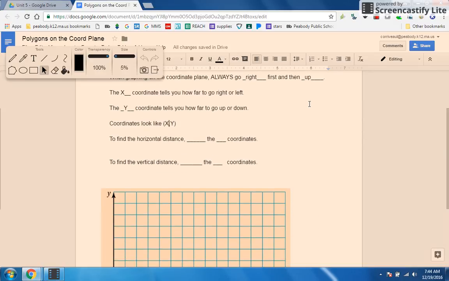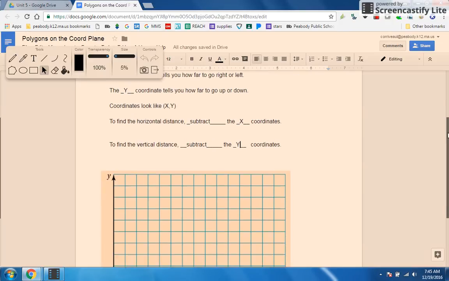Now we're going to be putting polygons on a coordinate plane, and we're going to have to figure out what their measurements are so we can figure out the area. So in order to do that, if you're trying to figure out how long something is and it's horizontal, meaning it goes right to left, you're actually going to subtract those coordinates that would make you go right to left. So the coordinates that make you go right to left are your x coordinates. So you would subtract your x coordinates, and that would tell you how far something is horizontally. To find the vertical distance, so that's how far up and down, you would subtract your y coordinates, because your y coordinates are the ones that make you go up or down.